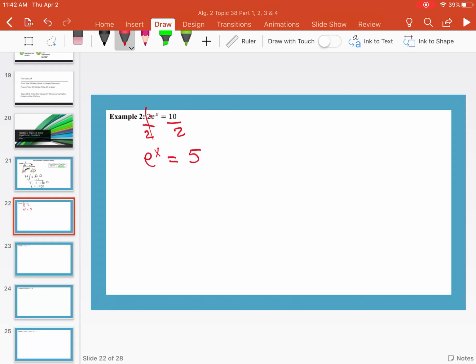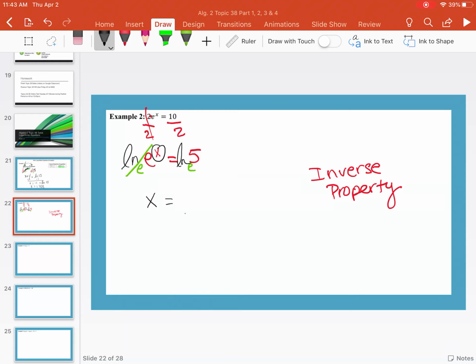Now similar here to example number 1, we're going to use the inverse property in order to get x alone. So we're going to take the ln of both sides. And note, again, that ln has a base of e. So that's why we were able to cancel it using the inverse property. On the left-hand side, we'll just be left with my exponent, which in this case is x. And on the right-hand side, we'll have ln of 5.